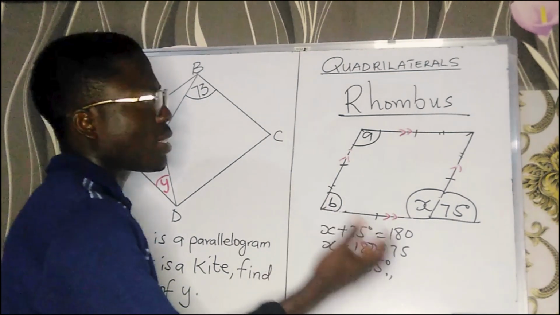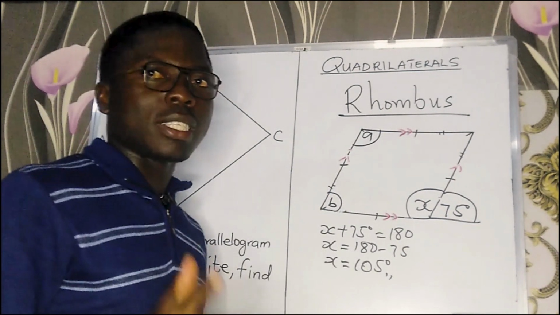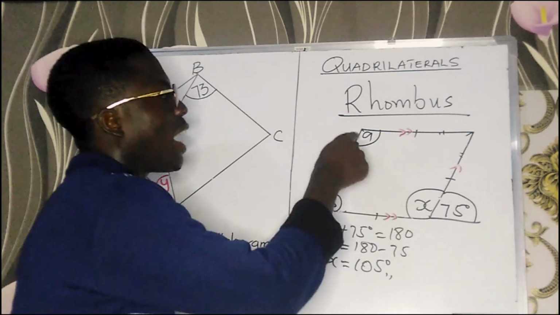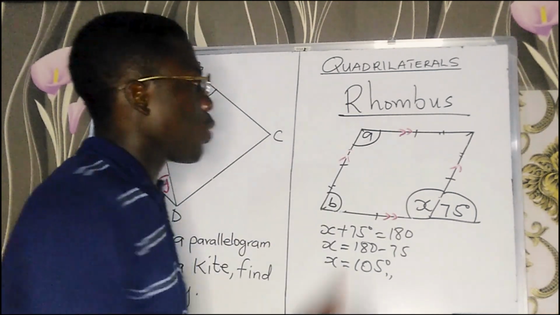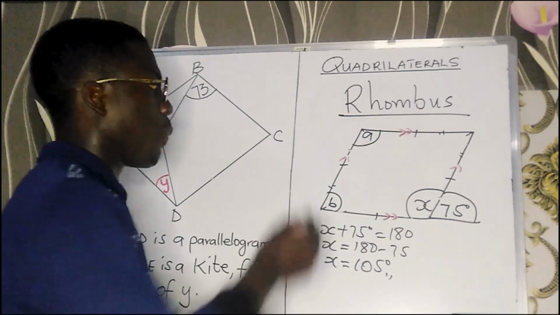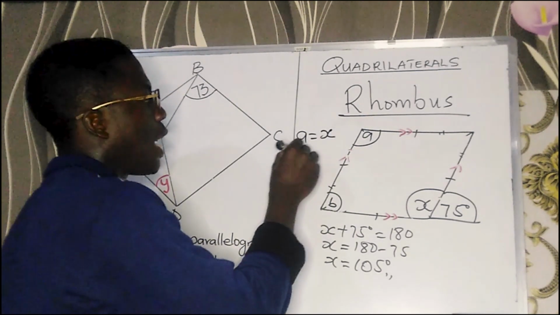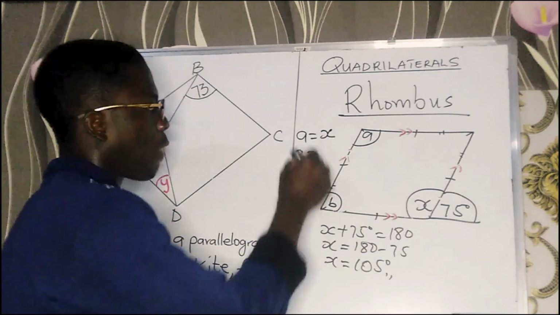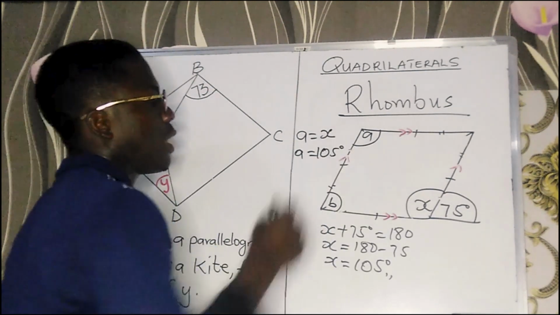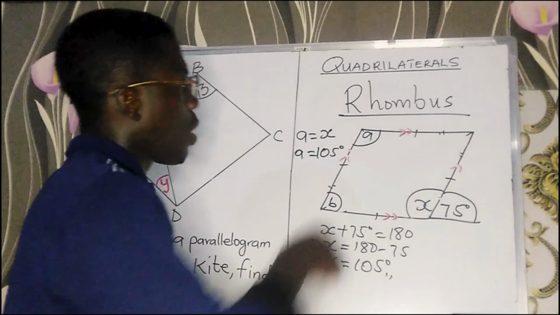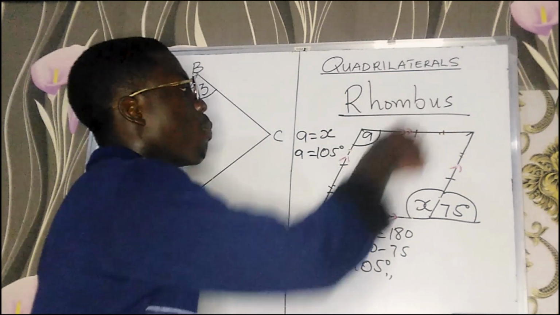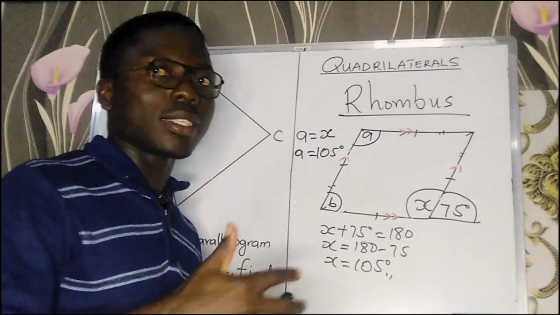Now, we said in a rhombus, one of the properties says that opposite angles are equal. So you don't need to solve for A. Straight away, A is equal to x. That is, A is equal to x, x is 105, so A is equal to 105 degrees because opposite angles of a rhombus are equal in size.